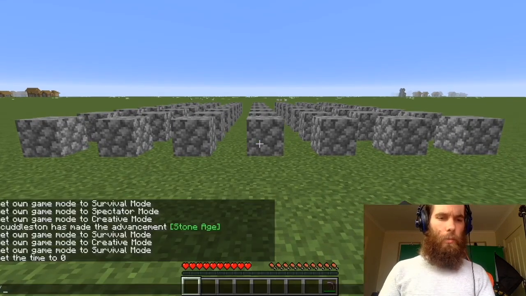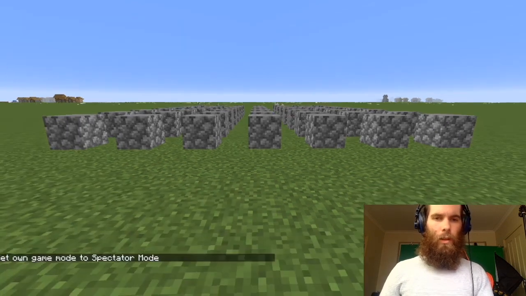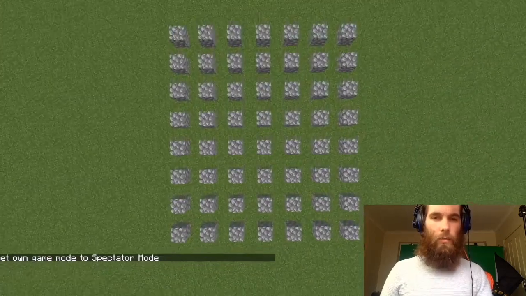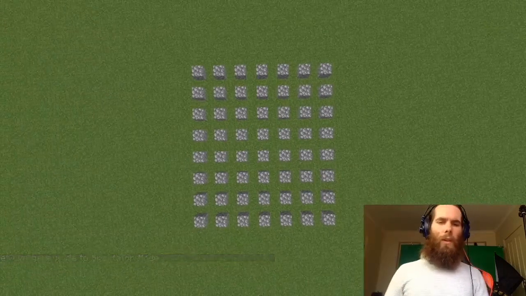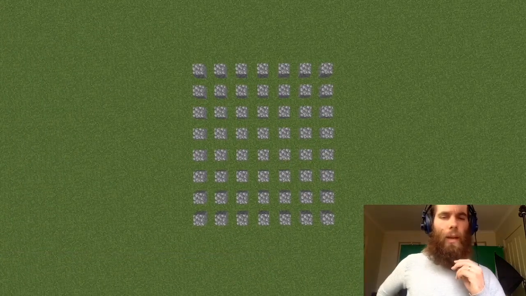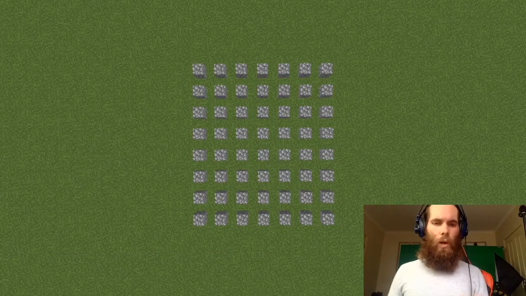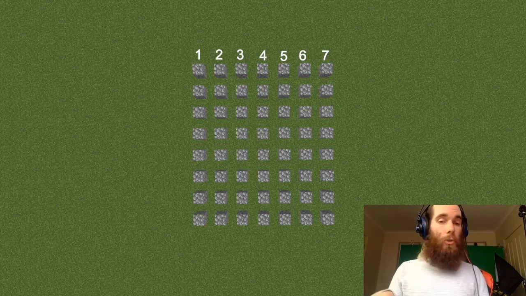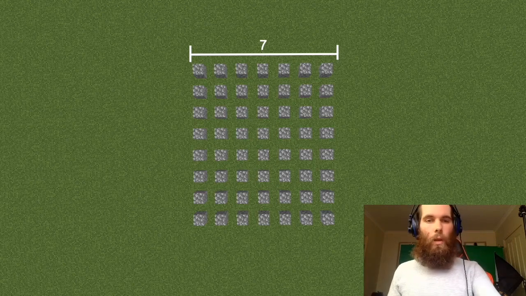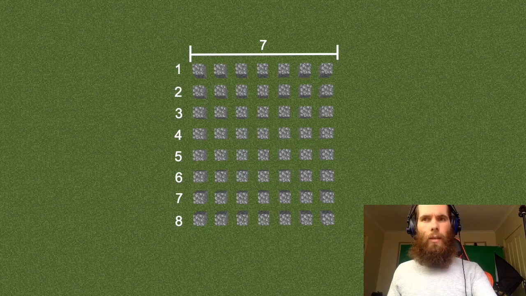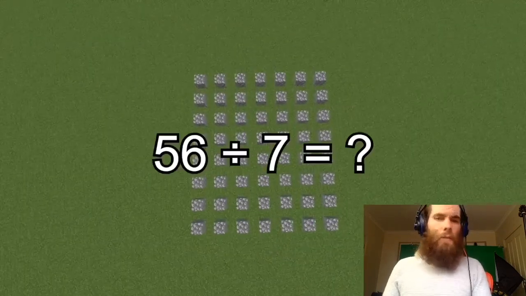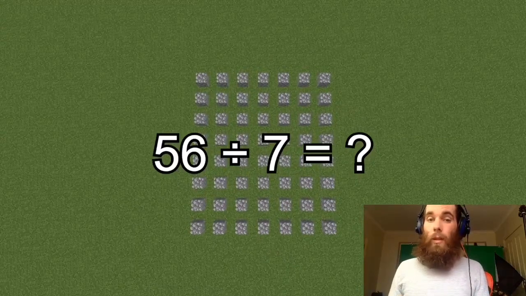Now, because this is Minecraft, I'm going to go from a different angle. And I'm going to look at it and, oh, look, that looks just like an array. This is something that we've looked at in the past before. Okay, so we've got an array now of, if we count the bottom or top going across, we've got 1, 2, 3, 4, 5, 6, 7, and then going up and down. So that's 7 groups. Now we go up and down. How many are in each group? We've got 1, 2, 3, 4, 5, 6, 7, 8. So we've got 7 groups of 8. So 56 divided by 7 is 8.